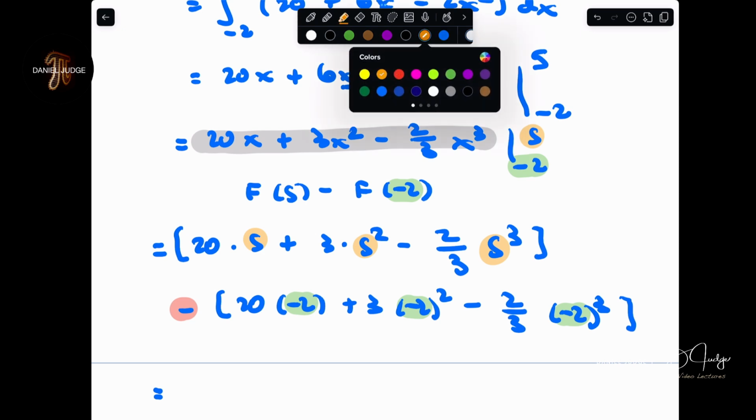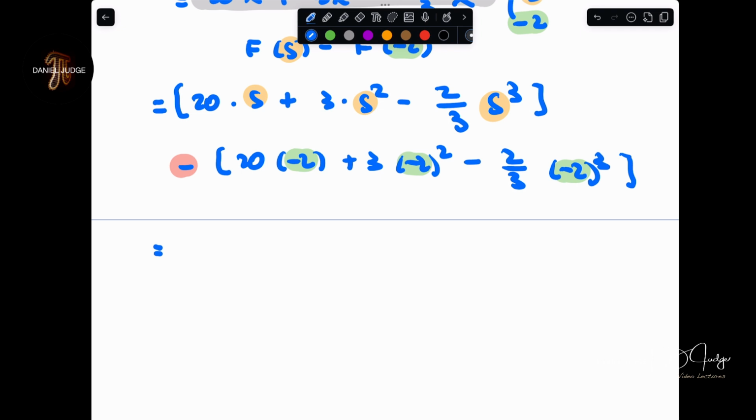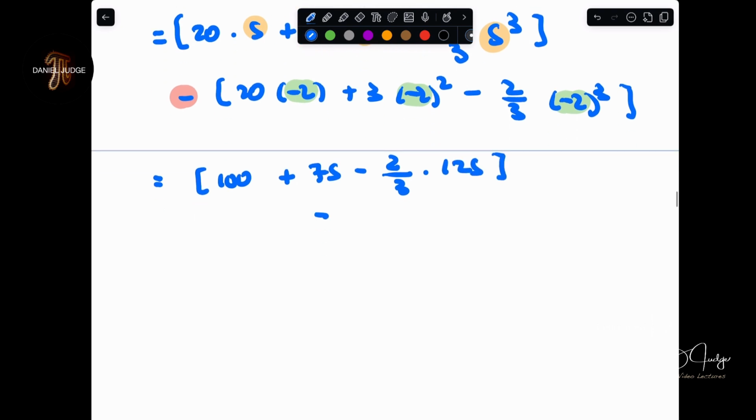Let's double check that. So 20 times 5 is 100, plus 3 times 25, that'll be 75, minus 2/3 of 5 cubed, 125. Subtract that from negative 40 plus 12 minus 2/3 times a negative 8, which would be a plus 16/3 now.